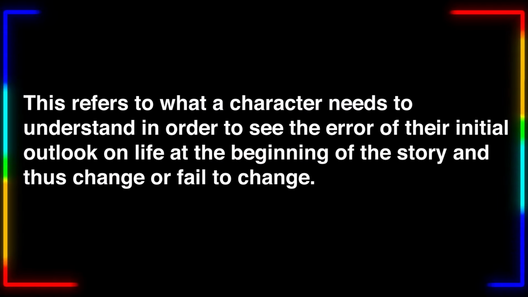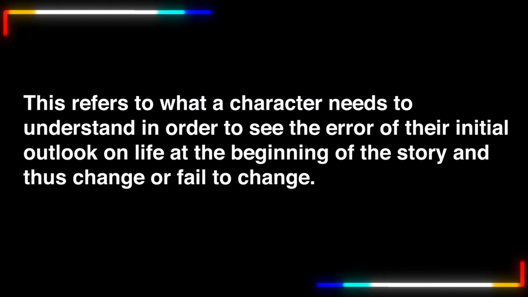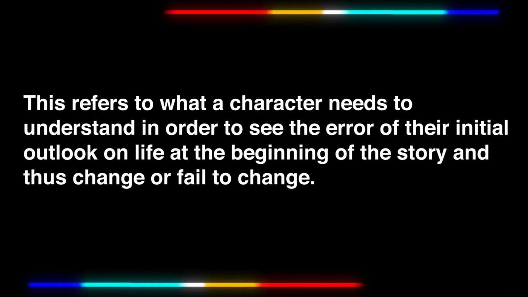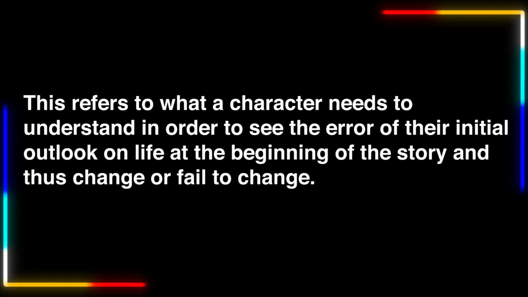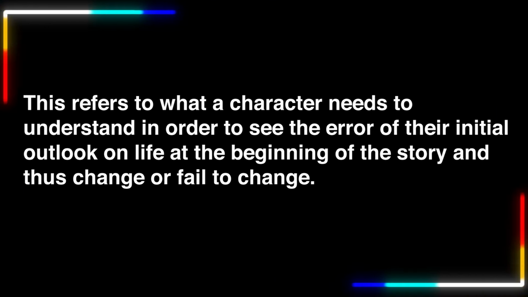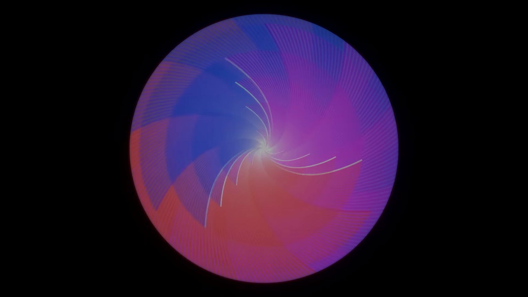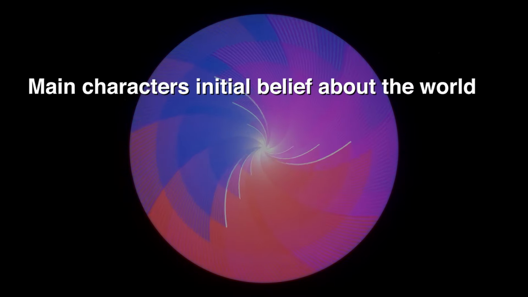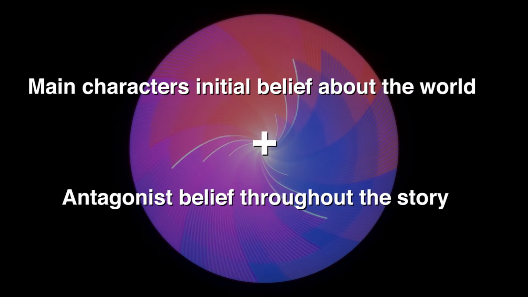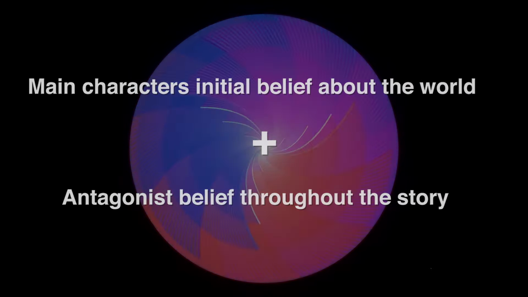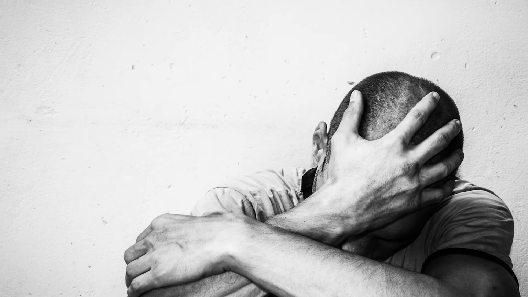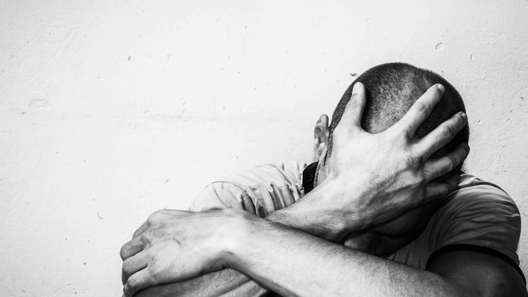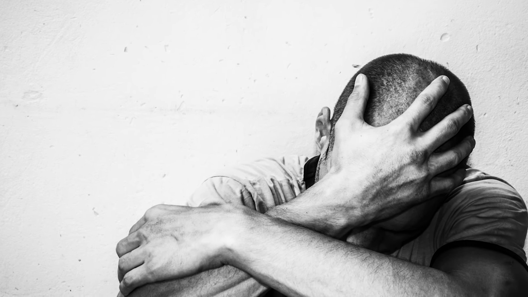The last component that I develop for my characters is their need. This refers to what a character needs to understand in order to see the error of their initial outlook on life at the beginning of the story and thus change or fail to change. This need is often shaped by the synthesis between the main character's initial belief about the world and the antagonist's belief throughout the story.